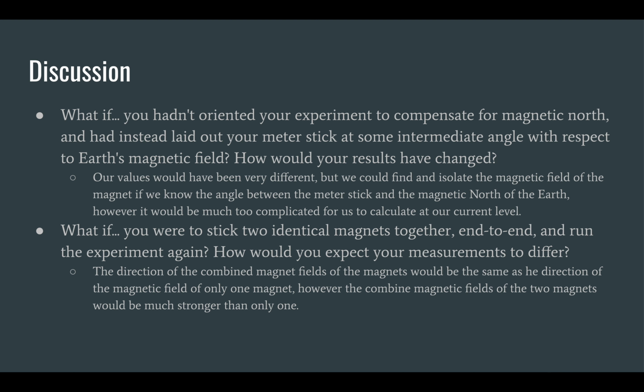What if you were to stick two identical magnets together end to end and run the experiment again? How would you expect your measurements to differ? The direction of the combined magnetic fields would be the same. However, the strength of the magnetic field would be stronger than if it was only one.